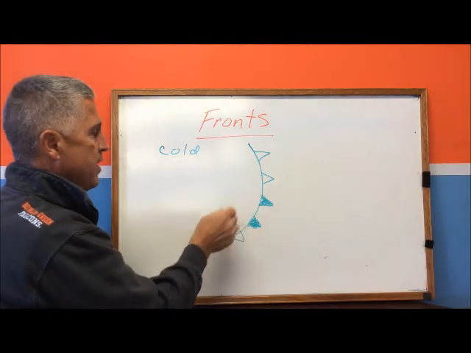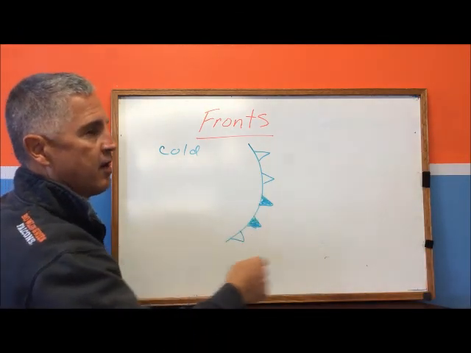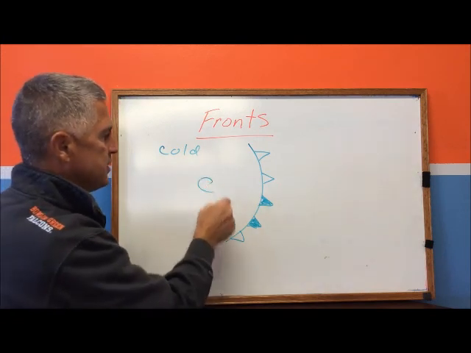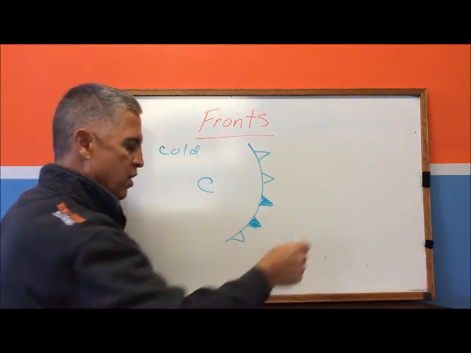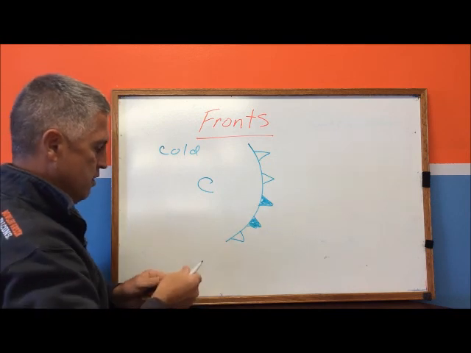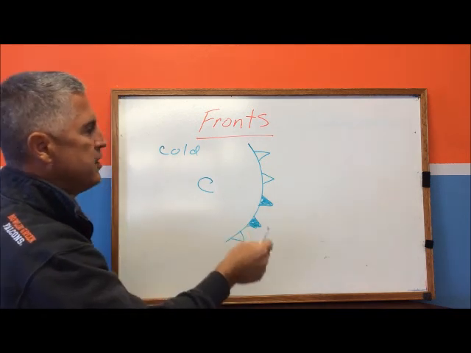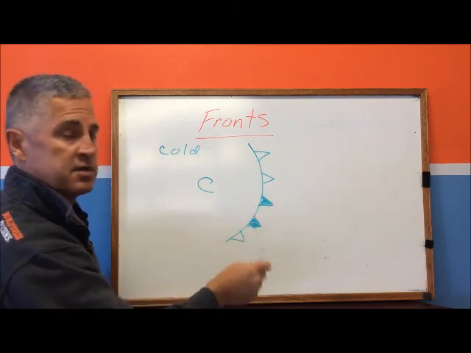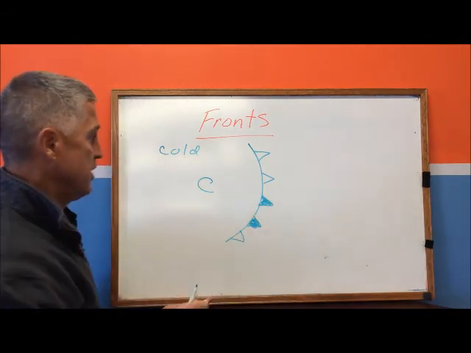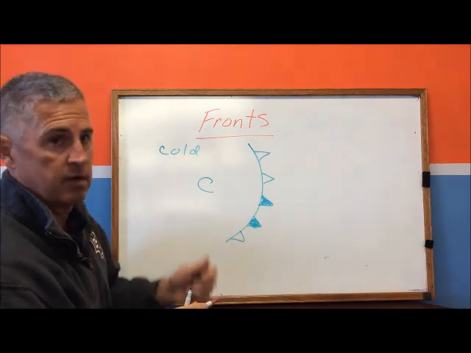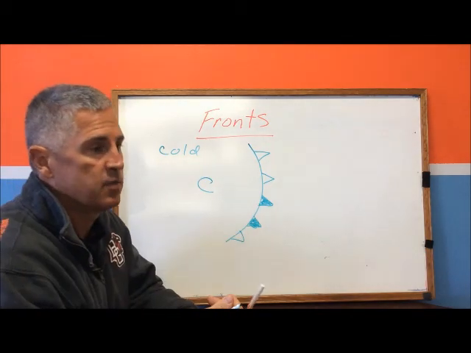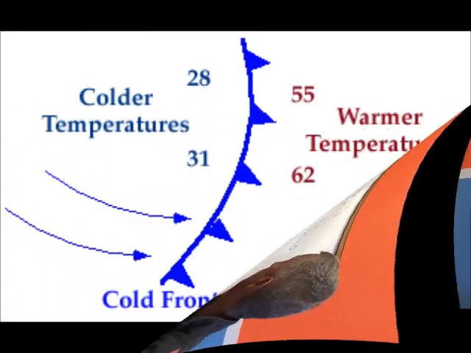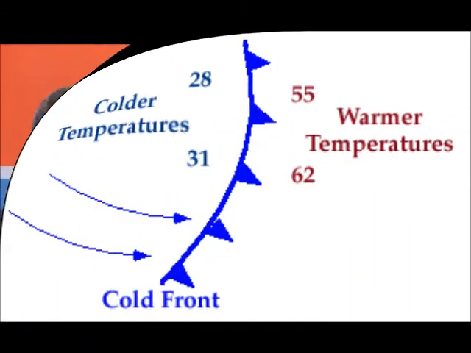When you see the front, the symbols are showing what direction the front is moving. The cold air is over here, and it's replacing warmer air that's over here. So when you see a front, the air mass is on the opposite side from the symbols. The symbols are showing what direction it's going. So cold front, cold air behind it. Cold air is more dense. Cold air moves faster than warm air. You should know that. And that's a cold front.